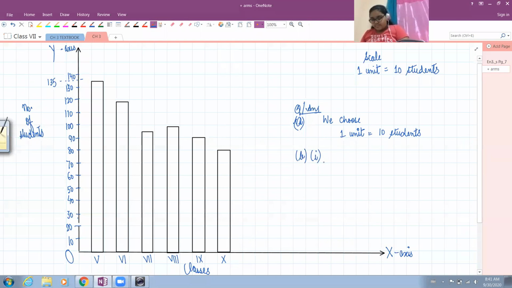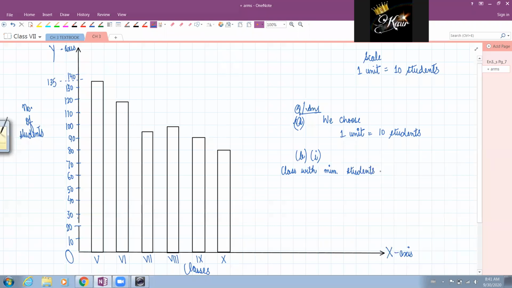In the first part, you had to write down the minimum students and maximum students class. Ma'am, in the graph, minimum 10, maximum 5th. If you have space, you can write on the graph sheet. If there is no space, then you can write in your copy. Okay, ma'am.